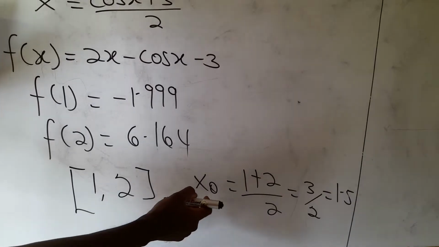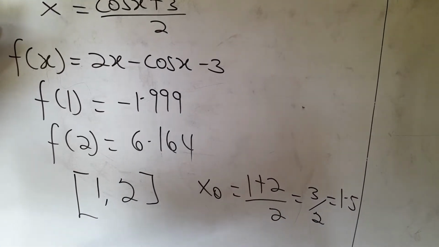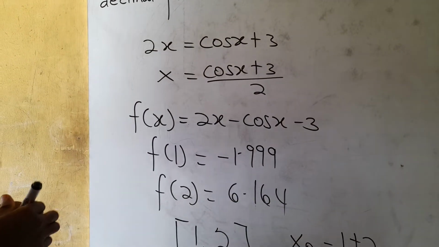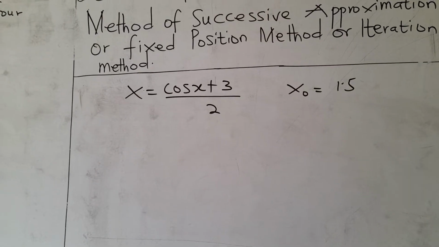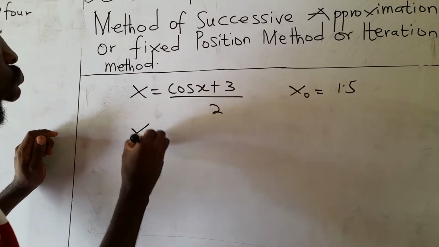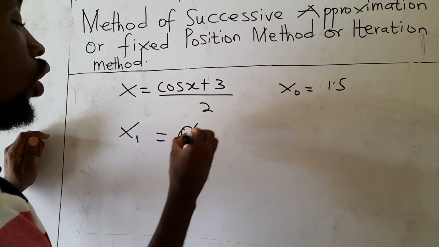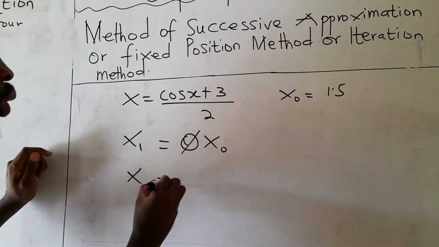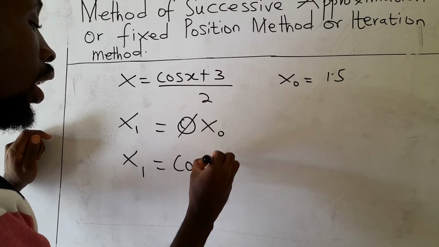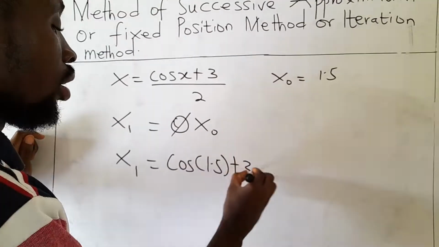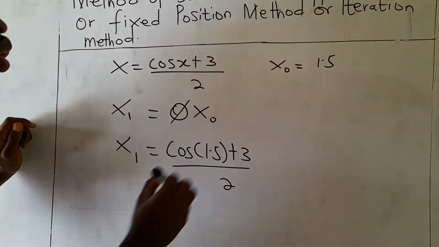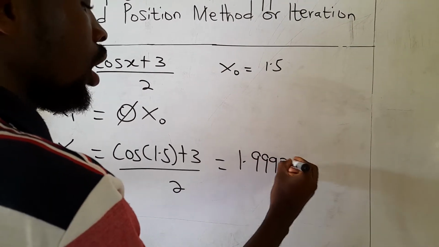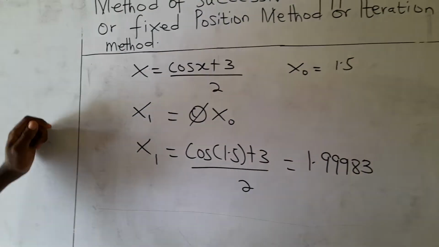So now we find our x1 by substituting x naught in place of x in this equation. So our first approximation, which is x1, will be the substitution of x naught in place of x in this function. So our x1 will be equal to cos of 1.5 plus 3 divided by 2. When we do that very well, we'll get 1.99983. It will be our first approximation.